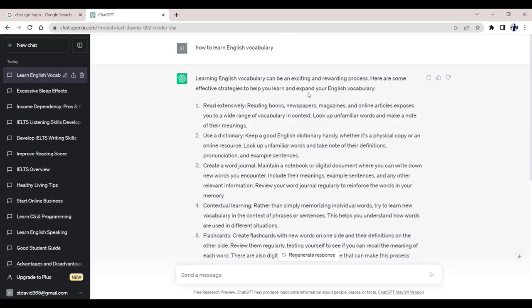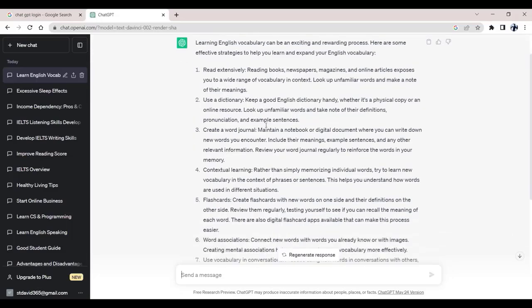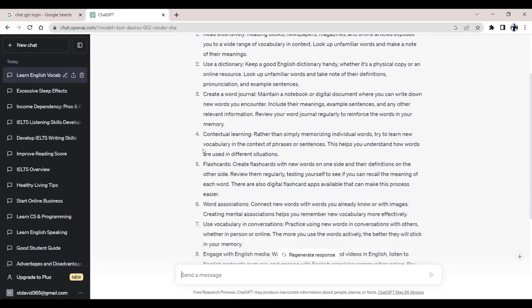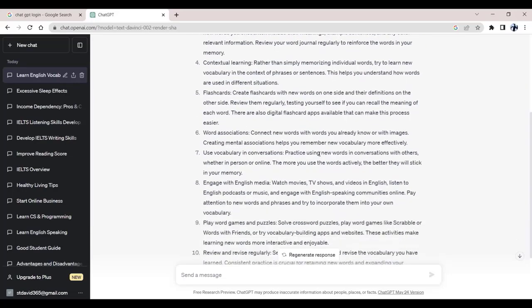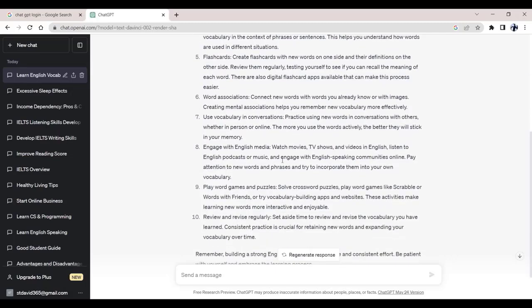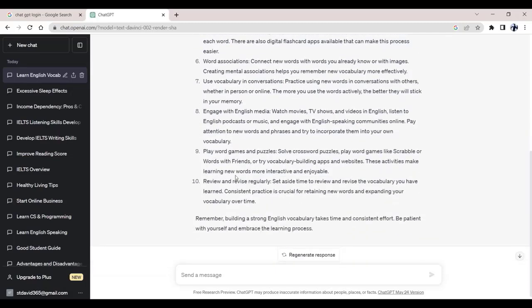Learning English vocabulary can be an exciting and rewarding process. Here are some effective strategies to help you expand your English vocabulary. Read extensively: books, newspapers, magazines, online articles, everything. Use a dictionary, definitely you have to use a dictionary. Create a word journal. Contextual learning: rather than simply memorizing individual words, try to learn new vocabulary in the context of a phrase or sentence. This helps you understand how words are used in different situations. Flashcards, word association, use vocabulary in conversation, engage with English media, play word games or puzzles, review and revise regularly.